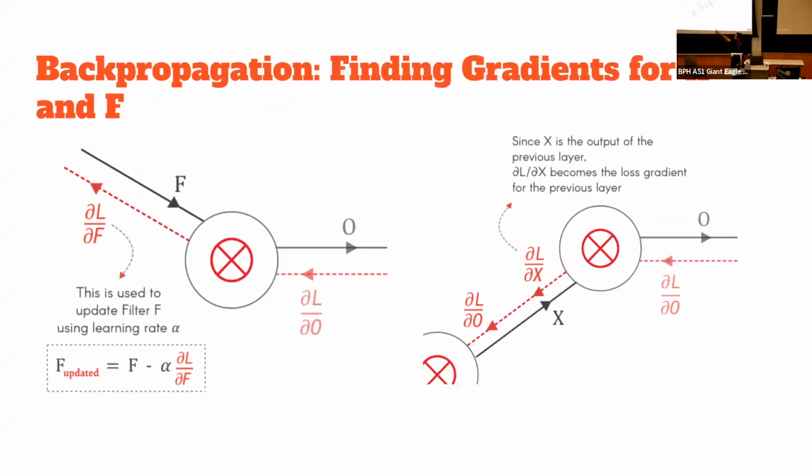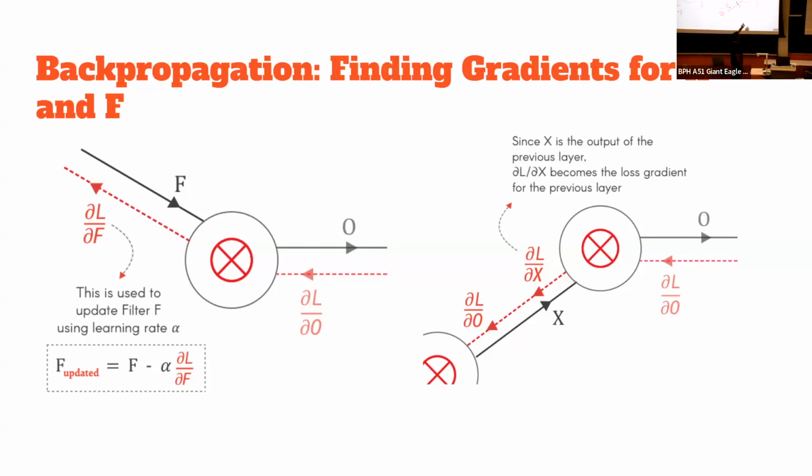dL by df would be used to update the weights of the filter. This is the update rule that we have. We have the weights, and alpha is the learning rate. We have the derivative that we have computed, and then we get our updated weights for the filter.